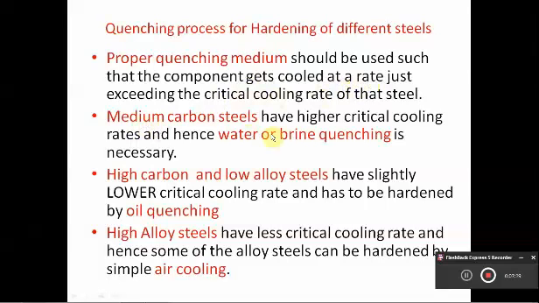Medium carbon steels have higher critical cooling rate and hence water or brine quenching is necessary. In case of high carbon and low alloy steels, they have a slightly lower critical cooling rate because of the addition of higher carbon percentage and some low alloy elements, the TTT curve will shift towards the right hand side. So that will reduce the required cooling rate. They have to be hardened by oil quenching. Water quenching shows a very high cooling rate compared to an oil quenching media. High alloy steels have lesser critical cooling rate as compared to medium carbon steel and low alloy steels. Hence some of the alloy steels can be hardened by simple air cooling, because in high alloy steels their TTT diagram will shift more towards the right hand side than in a medium carbon steel, plain carbon steel or low alloy steels.